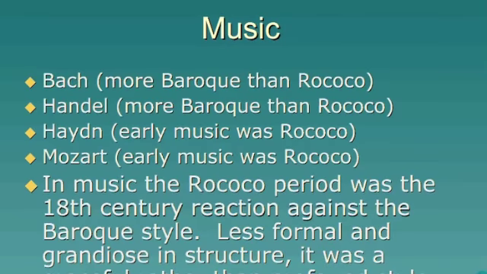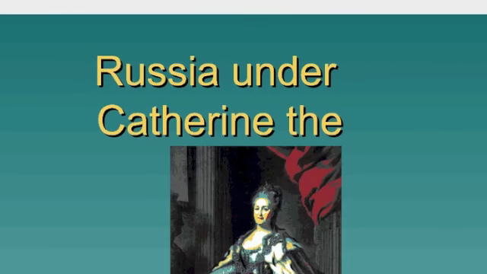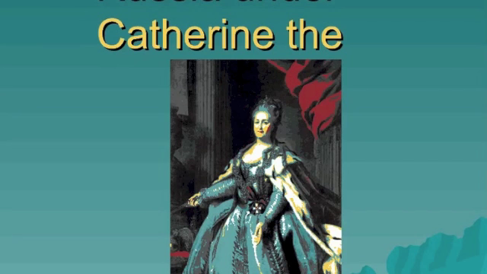Now, the music is really hard to explain without listening to it, and if you take the music history class at our school, it really goes into the differences. But the same thing, they were more carefree and less patterned. Now, the second part of this PowerPoint is about enlightened despots. And an example of an enlightened despot was Catherine the Great of Russia.